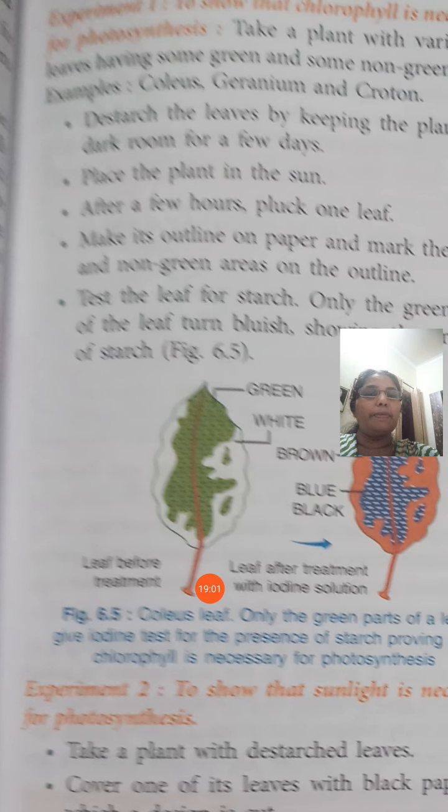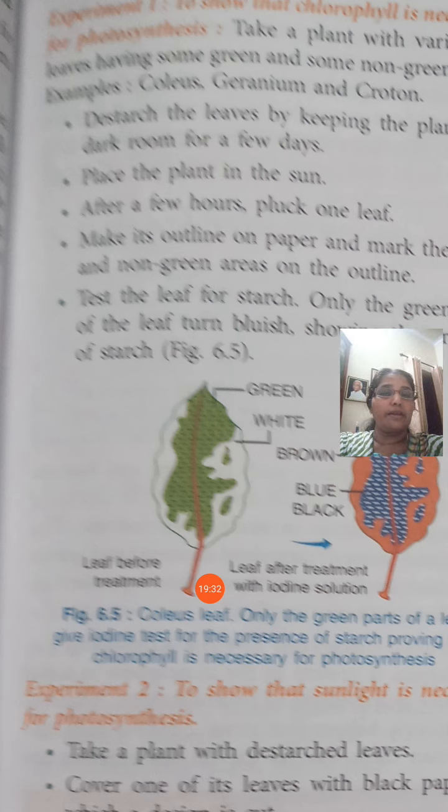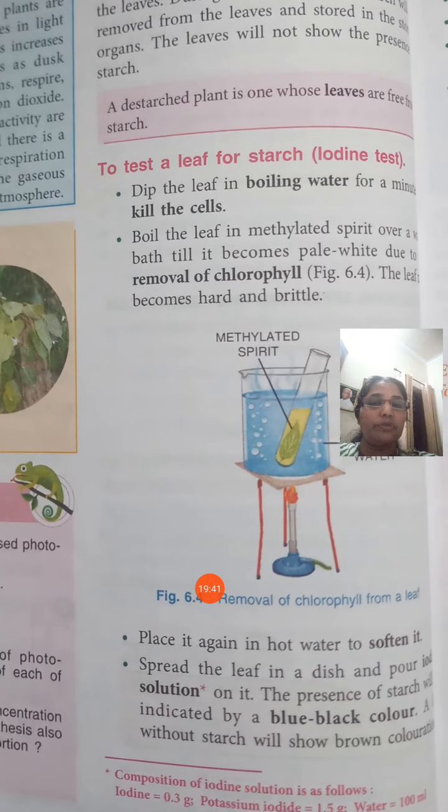After a few hours, pluck one leaf and make its outline on paper. You can see the design by placing butter paper over it, and we can trace that design and keep it aside. Mark the green and non-green areas on the outline. Test the leaf for starch. You know how the starch test is done. Here we saw how the starch test is done.